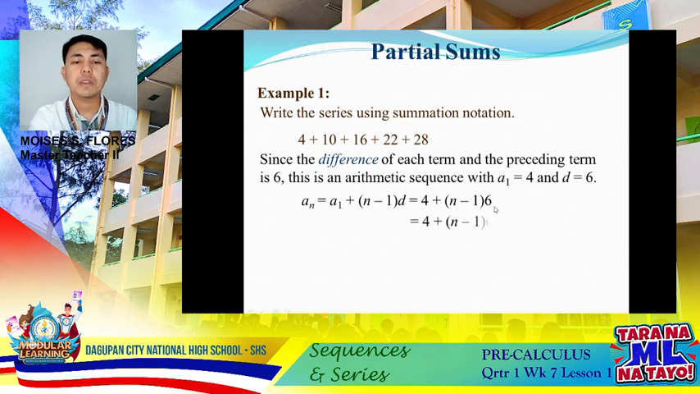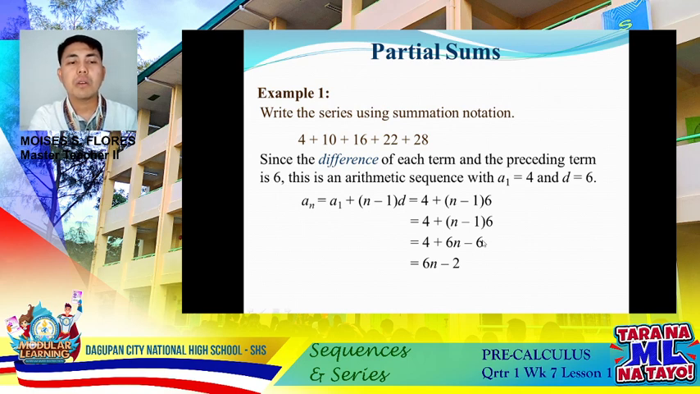We simplify it further. As we simplify it further, it's just a matter of distributing your value of 6 here. We have 6 times n minus 1. So, simply 6 times n, 6n, 6 times negative 1 is negative 6. Arrange it, simplify it further. 4 minus 6 is negative 2. So, therefore, 6n minus 2.